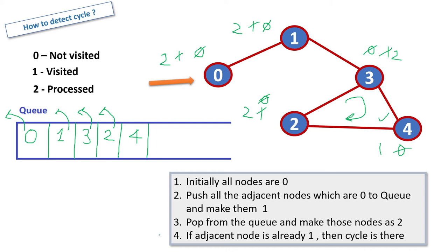So here also, if you emphasize point number 4, if the adjacent node is already 1, then a cycle is there. So this is the same thing we proved here. Now we will do the coding.